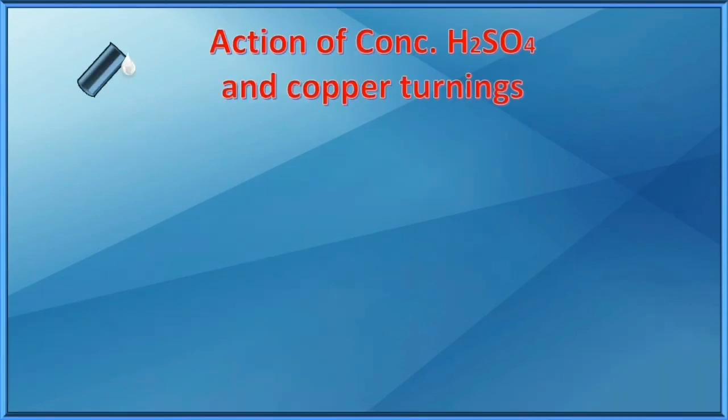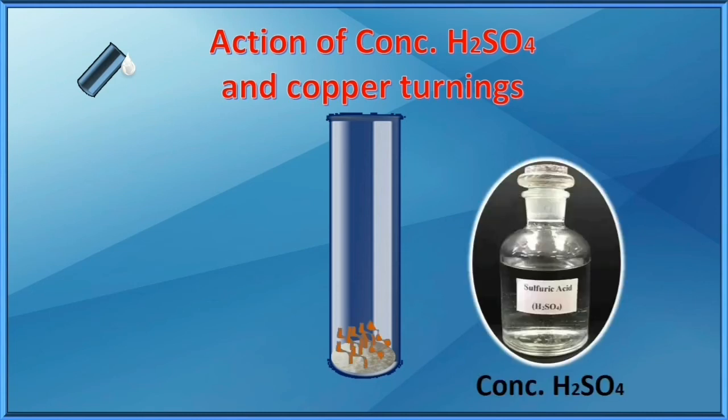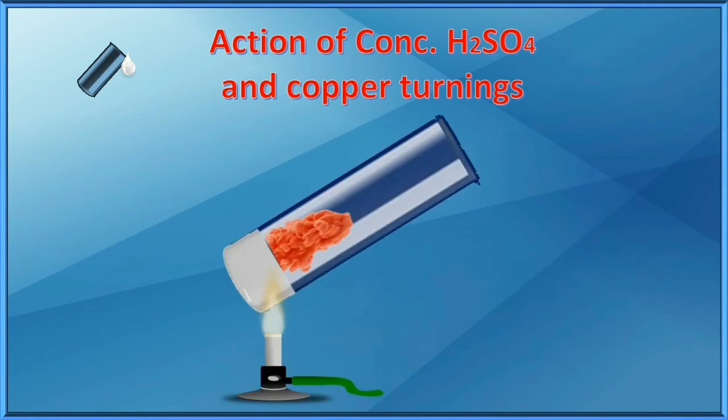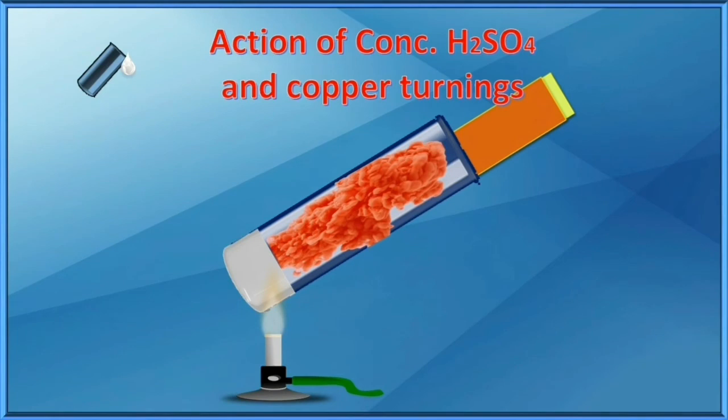Now we are going to do another preliminary test. For this, take a small quantity of salt in a dry test tube. To this, add a few copper turnings and about 1 ml of concentrated sulfuric acid and heat it gently. What do you observe? A reddish brown gas evolves with a fishy smell, turning a moist ferrous sulfate paper brown. This indicates the presence of nitrate.